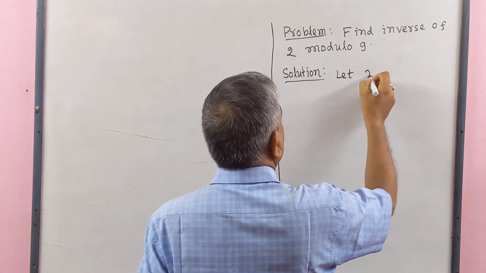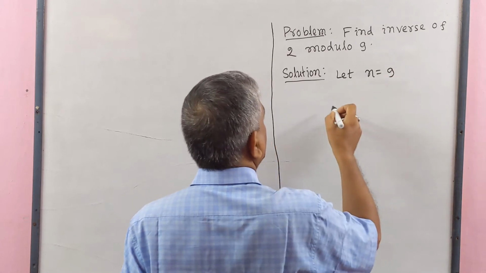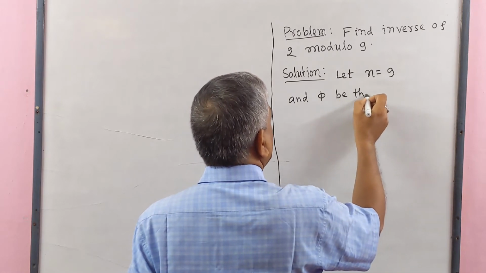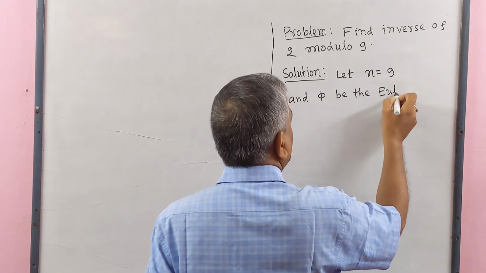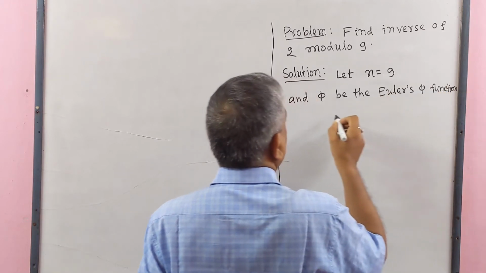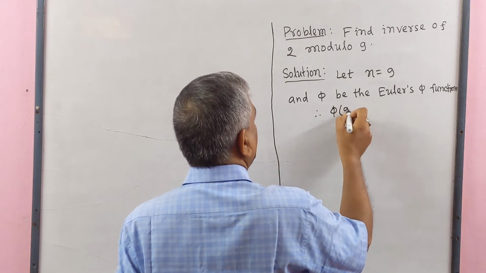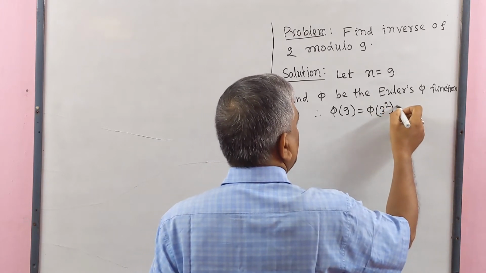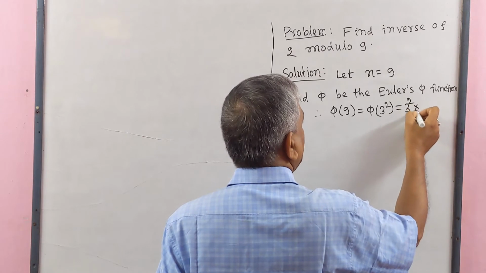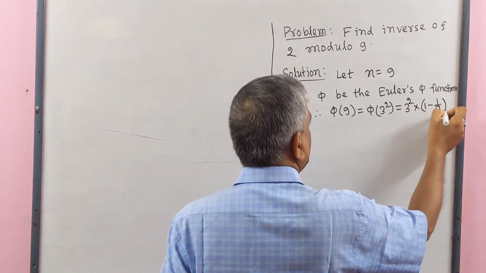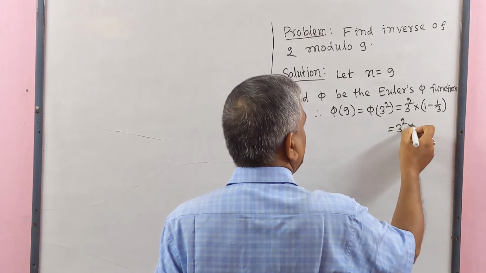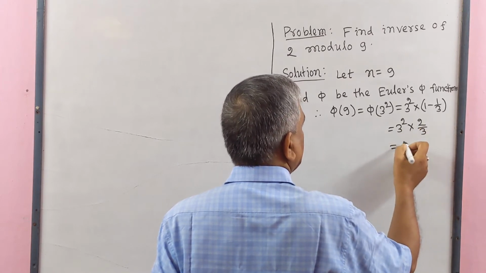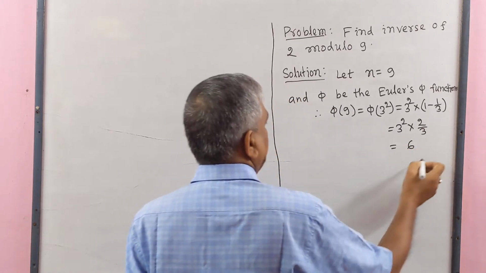Let n equal to 9 and phi be the Euler's phi function. Therefore, phi 9 equal to phi 3 square equal to 3 square multiply 1 minus 1 by 3 equal to 3 square multiply 2 by 3 equal to 3 cancel, 3 2s are 6. This is number 1.